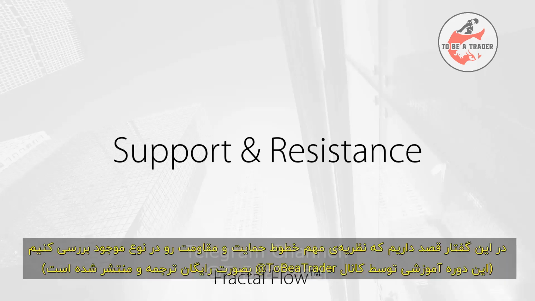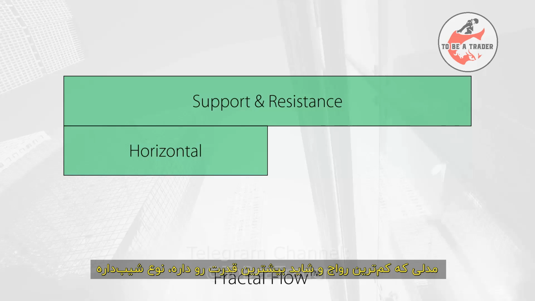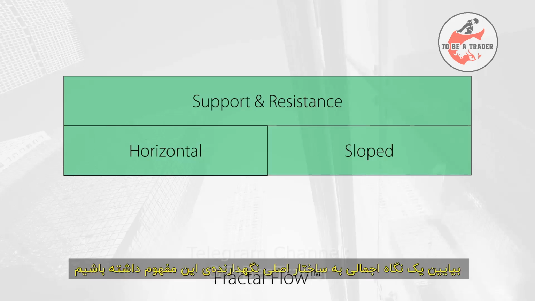In this lecture, we are going to examine the important idea of support and resistance lines in its two variations. The most common of these variations is the horizontal type. The less common, and perhaps more powerful variation is the slope type. Before we go into greater detail about the more advanced use of these important lines, let's overview the basic structure that holds this concept in place.